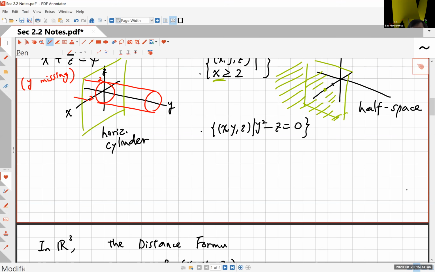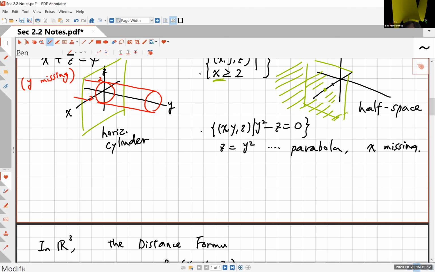All right, the next one. Basically, this means that z is equal to y squared, right? And you may have noticed it is an equation of a parabola. x is missing. And so what does it mean when x is missing? Well, that means that whatever x we can come up with is okay.